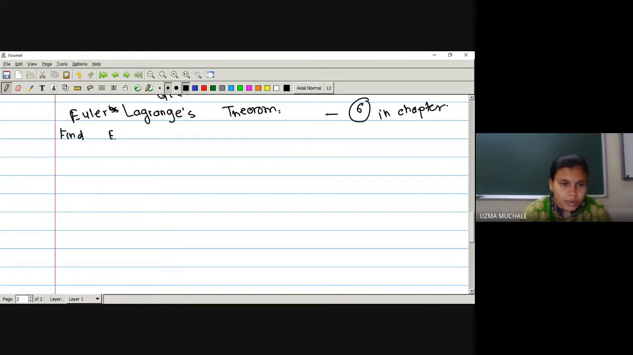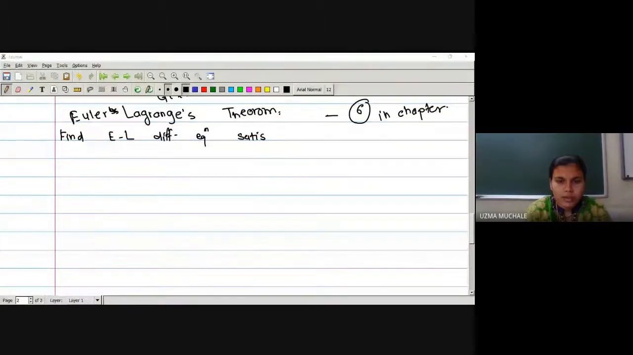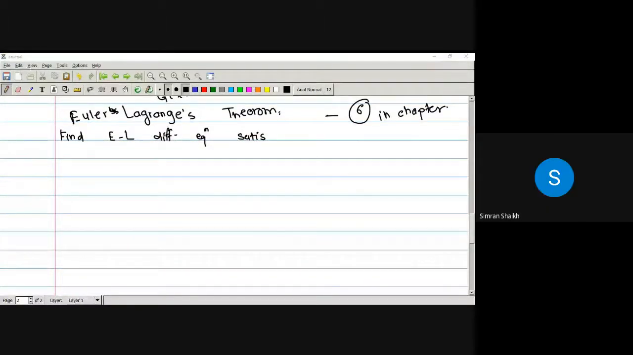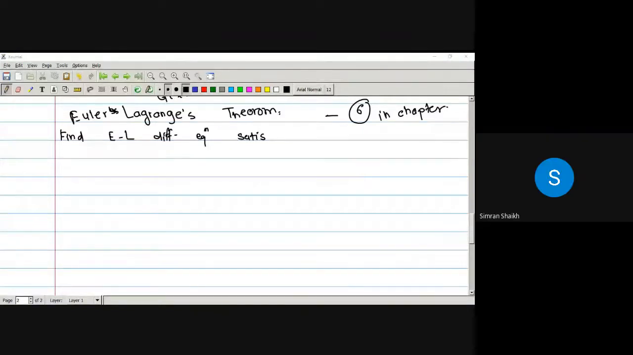Find Euler-Lagrange's differential equation. Hello ma'am, one of my friends, Kajal Gauri, is not able to join. Okay. Tell her to join once again. Yes, ma'am.